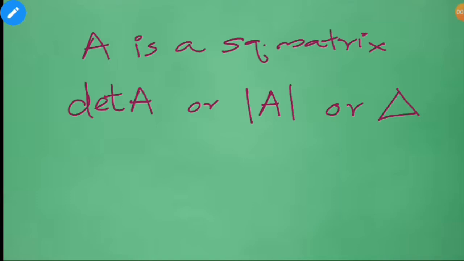If A is a square matrix, the determinant of A is denoted by det A or |A|. This is read as det A or delta. Don't be confused between det A and modulus A. Here it is det A, determinant A.